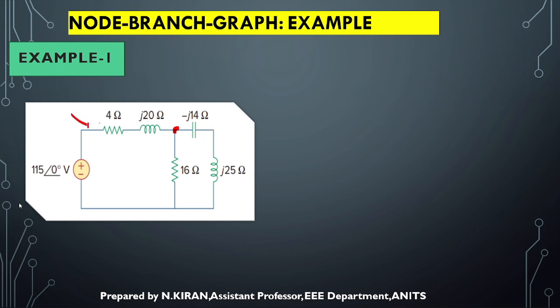Remember that this cannot be considered as a node because only two branches meet there, and this point also cannot be considered as a node because at that only two branches meet. Here I can consider this as a node because three branches meet. So the number of nodes I have is two.